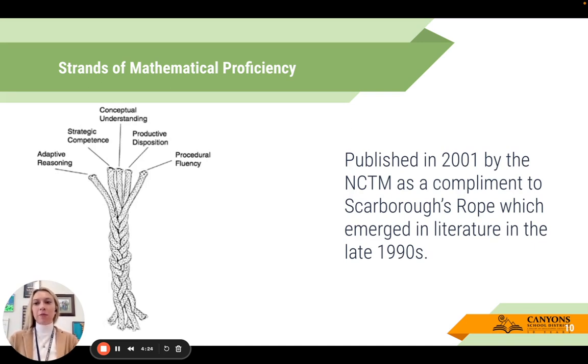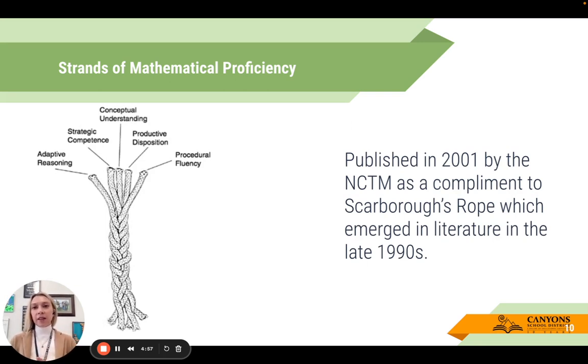There's Scarborough's Rope in reading, which any of you that have done LETRS are very well familiar with at this point. So I was really excited that recently, in my mind, this rope had been developed. And then when I looked at the footnote for when it was actually published, it said 2001, and I became really discouraged. At this point it's been around for a while, so why am I just now hearing about it? The purpose of this is to pay it forward, to make sure this is something we're all thinking about as we develop our math lessons.